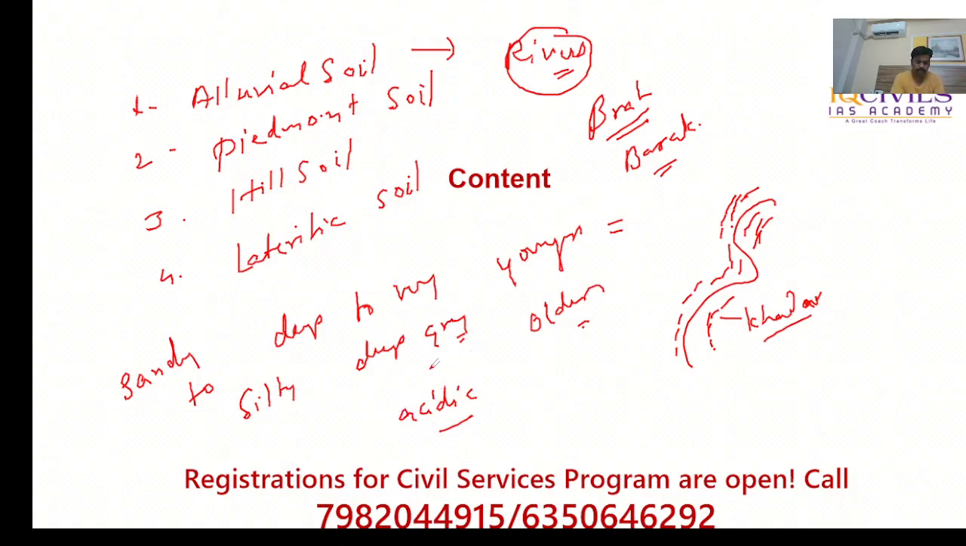And the soil is deficient in what? The alluvial soil is deficient in phosphoric acid, mind it. Phosphoric acid, nitrogen, and humus. So the alluvial soil of Assam is devoid of such minerals, isn't it?